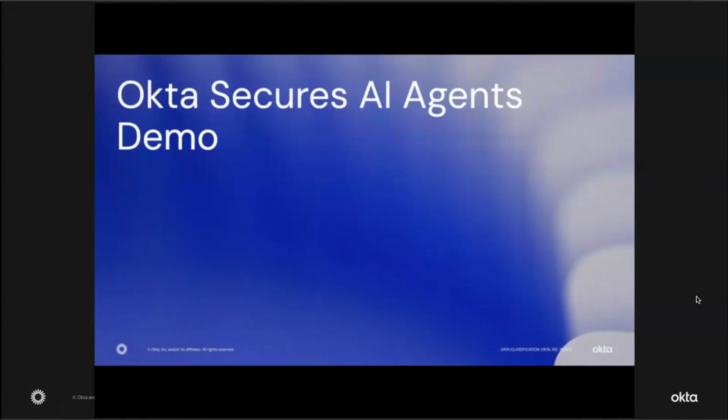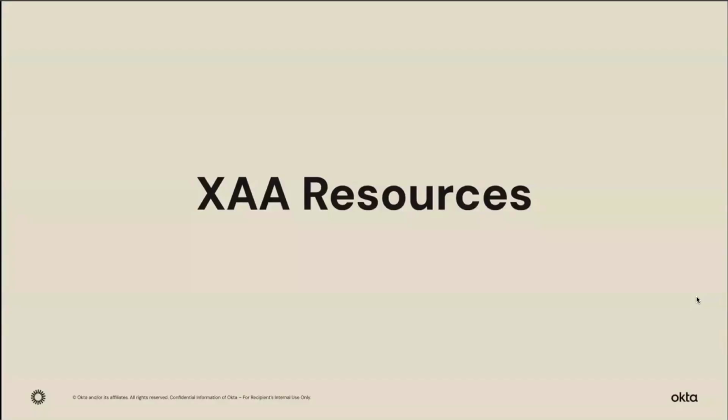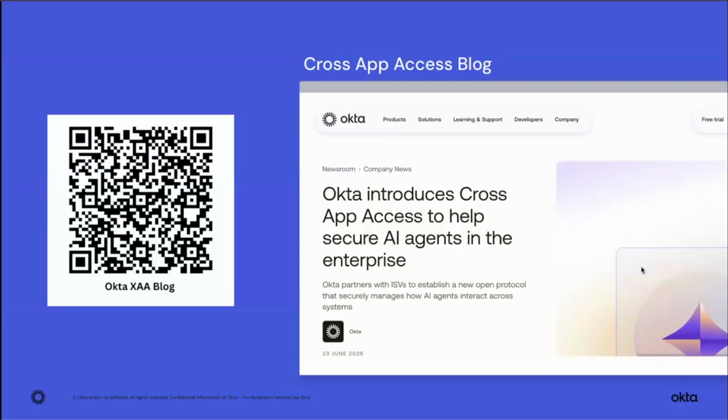All right. So that was a quick look at cross-app access in action. Some resources that can help you if you are interested in testing this out yourself. First off, we have just a general blog about cross-app access. So this is a little more introductory overview on a blog on the Okta site. The QR code there will take you to that. There are also some links from this blog to some additional resources.